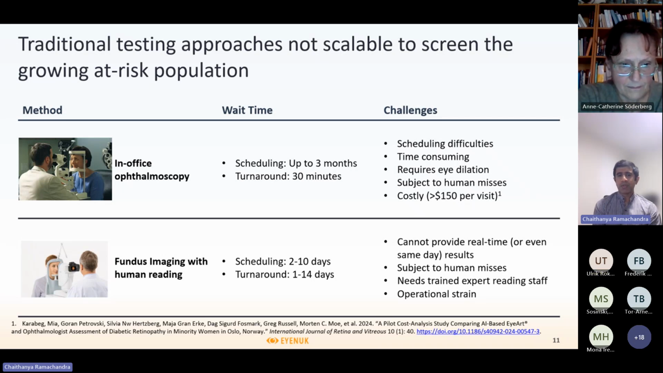Now, if you go to fundus imaging with human reading, where human experts grade, it's hard to provide these results back in real time. And you need to have expert reading staff, and there is operational strain. There are few organizations that have pulled it off, but they still feel this operational strain, NHS England being one. And the benefits of providing this real-time feedback are definitely something that you cannot get with this.